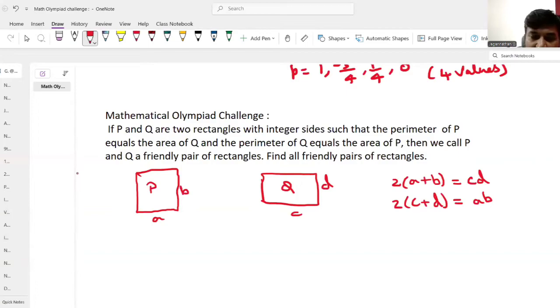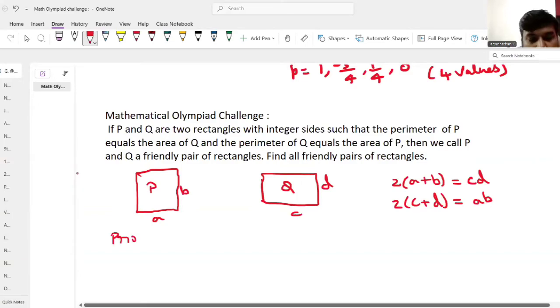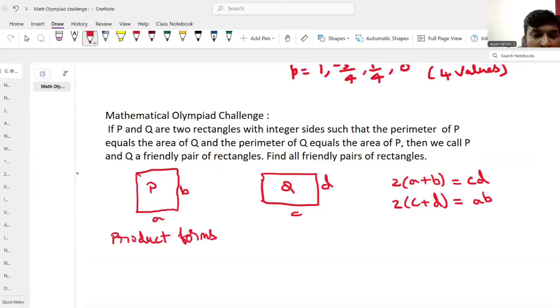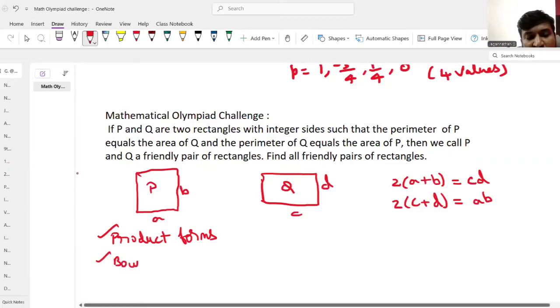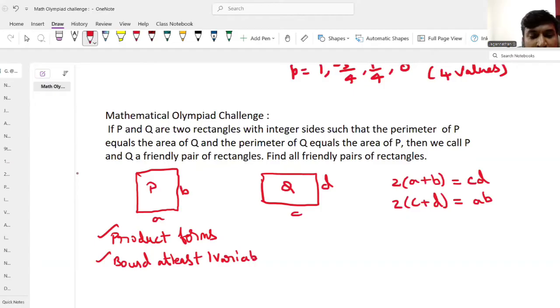Remember it. Product forms will be more useful than addition forms. Product forms are a must in our equations rather than addition forms. And the second thing is to try to bound at least one variable. Bound at least one variable. So these things will surely help us make good progress.